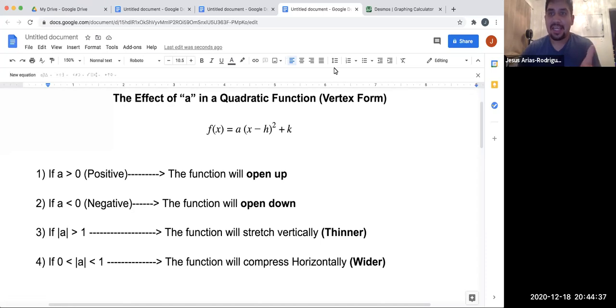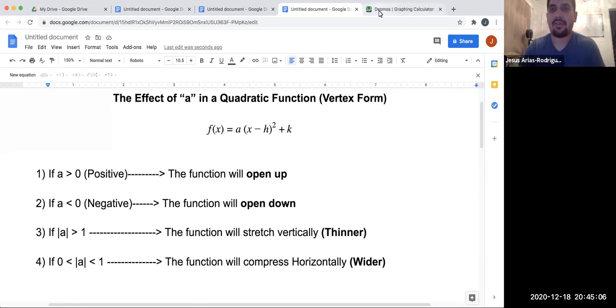So what's going to happen is we're going to have basically 4 cases as this value of A changes, and we're going to investigate each one of the cases one at a time. So let's begin. The first case is when the value of A is bigger than 0, which means that this value is positive. When this happens, the graph of your function in this case is going to be opening up.